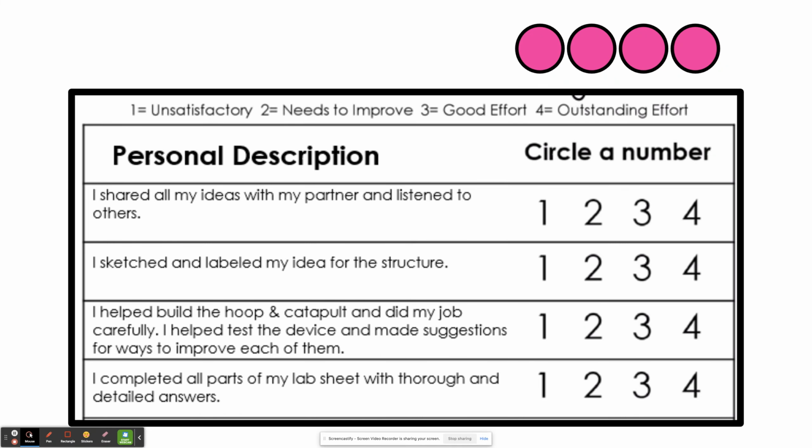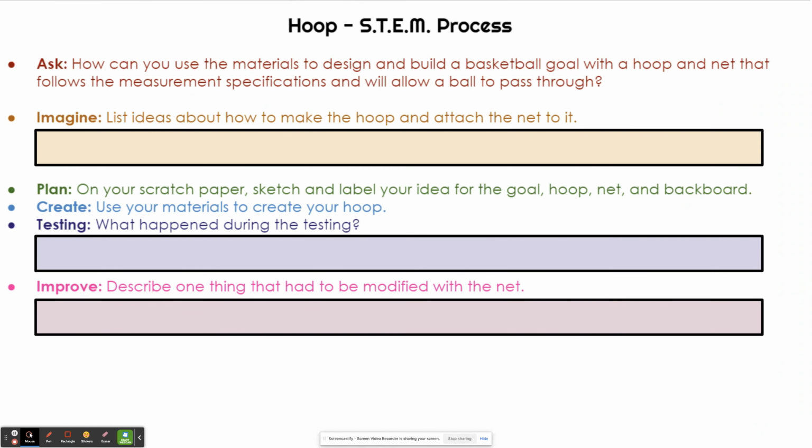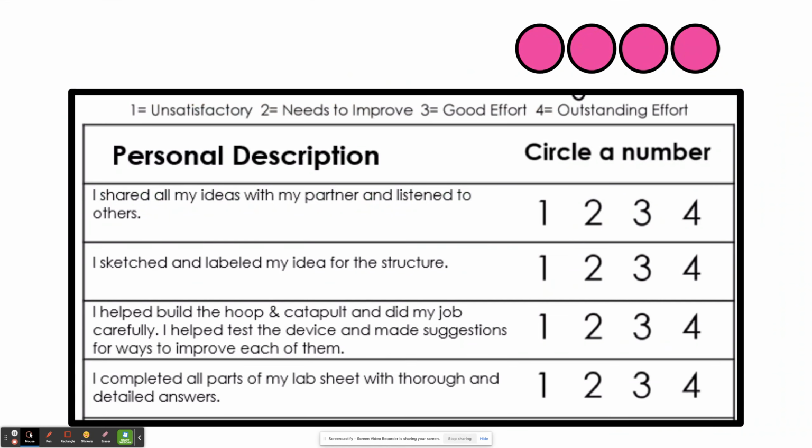So here are the 4 you'll grade yourself on. I shared all my ideas with my partner and listened to others. I sketched and labeled my idea for the structure. I helped build the hoop and catapult and did my job carefully. And I helped test the device and made suggestions for ways to improve both of them. And did you complete all parts of your lab sheet, which were these 2 previous STEM processes, with detailed answers?